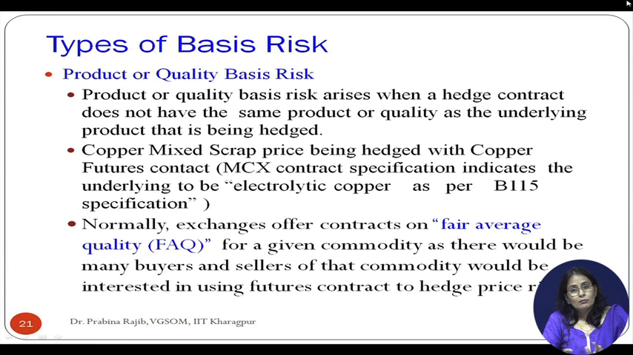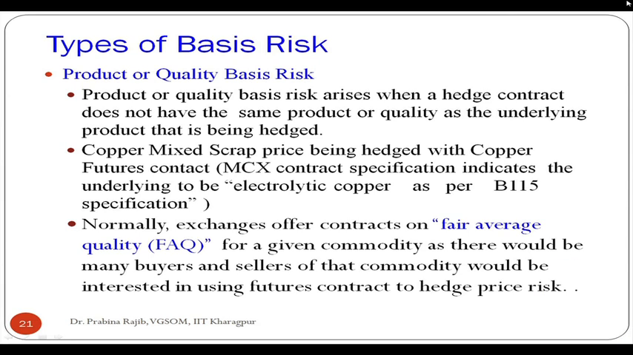Because as we discussed, quality specification could be quite different, from a very low quality specification to a very pure form of a commodity with very high, rigid standards for quality. The answer to this question is normally exchanges offer contracts on fair average quality, that is known as FAQ.